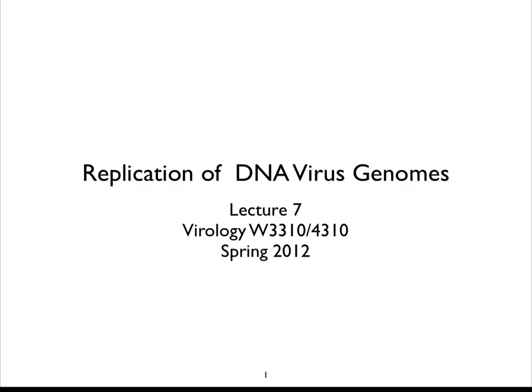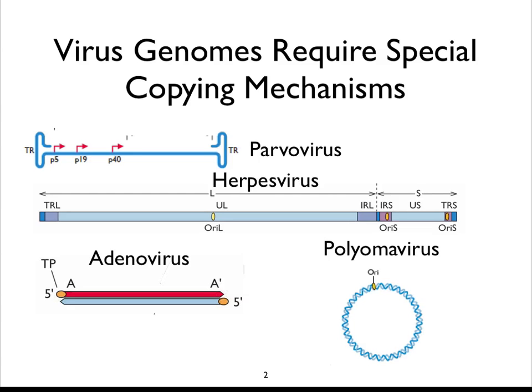The object of this lesson is twofold. First of all, to explain what some of the similarities are between the way viruses replicate their genetic information and what some of the differences are. And that's important for really one reason, and that is that when we think about how do you treat a virus infection, you have to be able to differentiate between what the virus does and what the host does and how the virus does what it does.